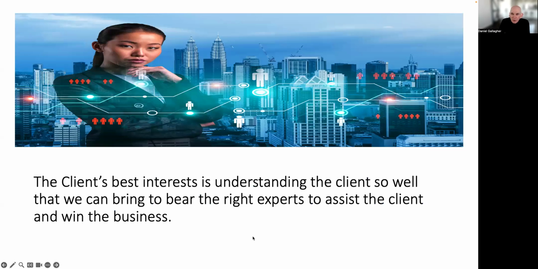When we decide what is in the client's best interest, it is to understand them so well, by them telling us what they want and need, that we can then suggest a path forward that they can then take. Remember, it's our job to assist the client in making the best decision for themselves. It is not for us to make the decision at all.